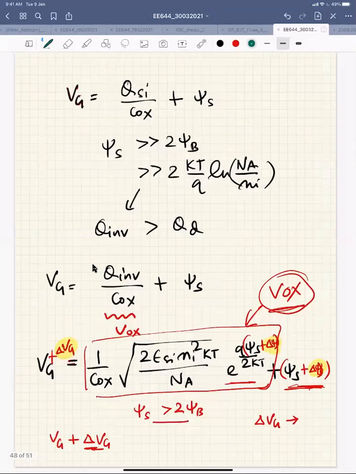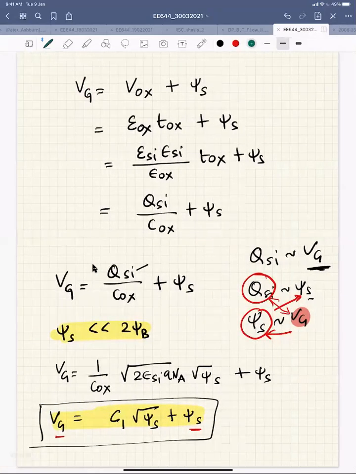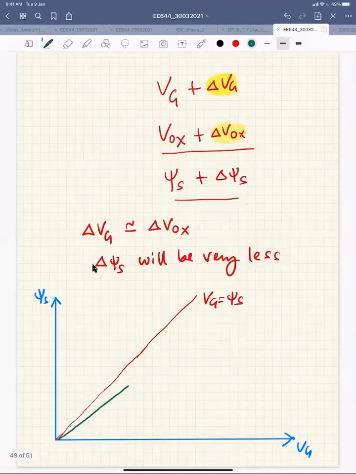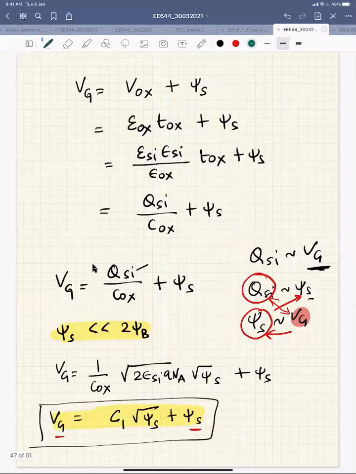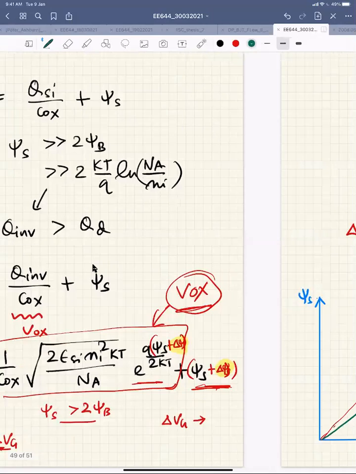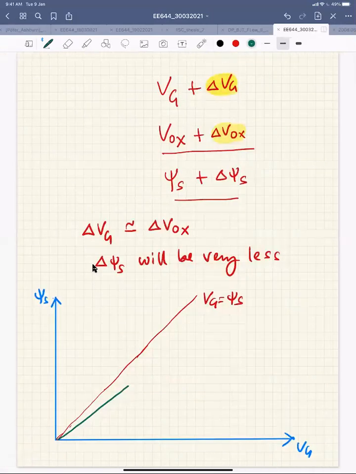You could get this equation by solving numerically, but I'm just doing it from intuition. I know this equation, Vg equals some constant root psi s plus psi s, so psi s will definitely be less than Vg. It will increase, and the moment your psi s becomes 2 psi b, that means your surface is inverted. After that, as you go on increasing Vg, your psi s will saturate. So this is the inversion part.